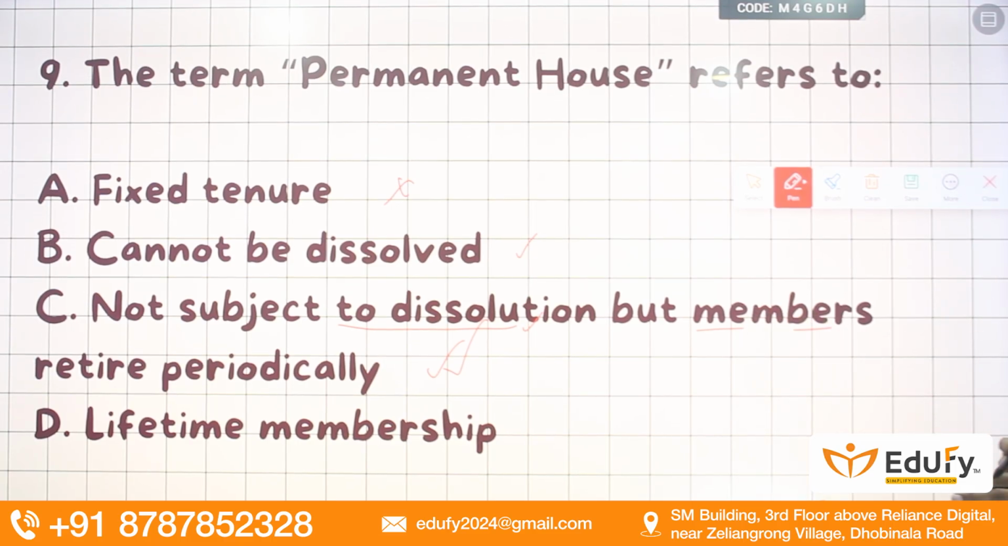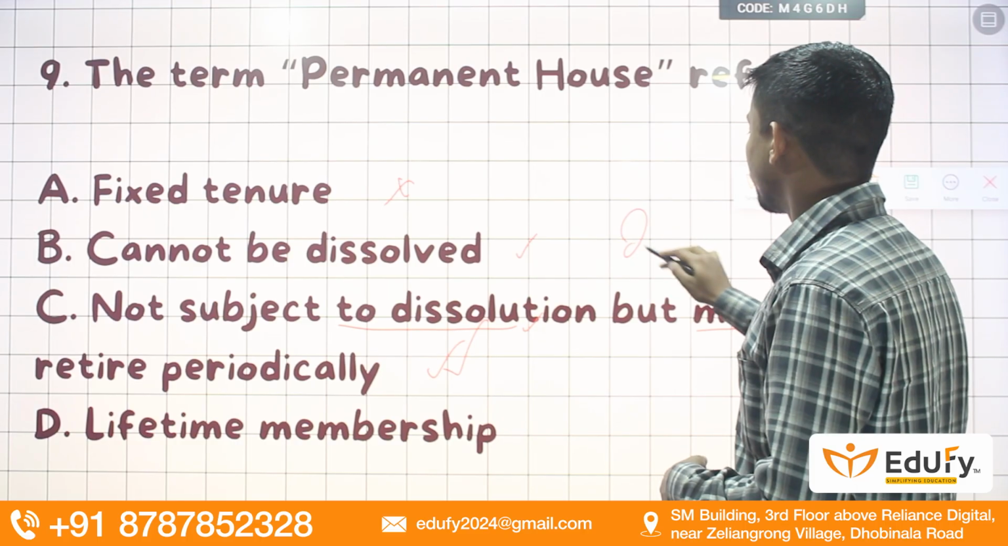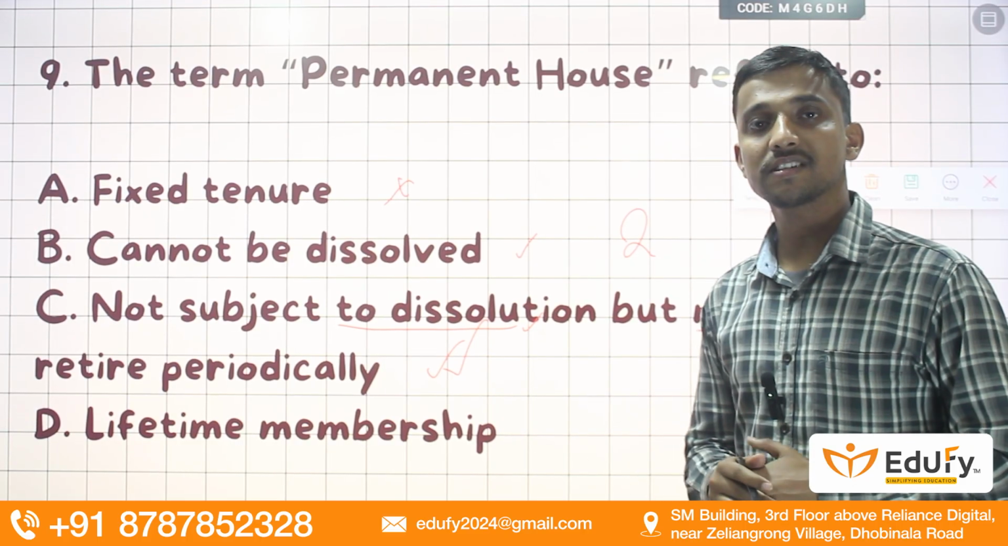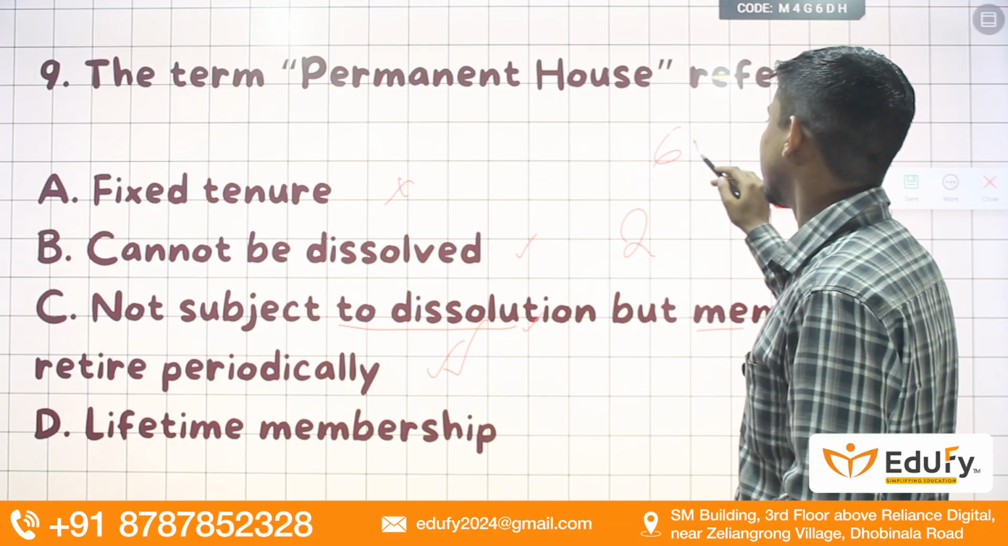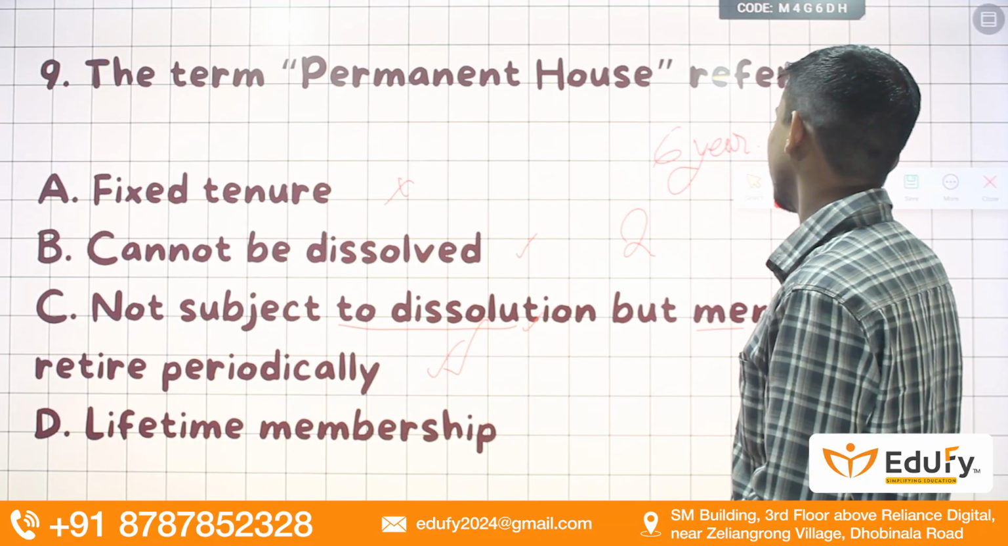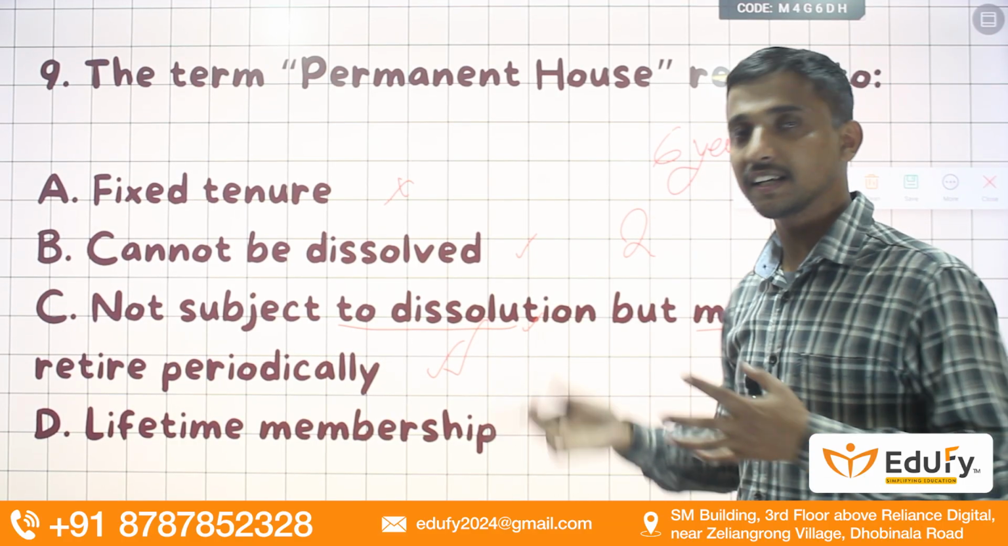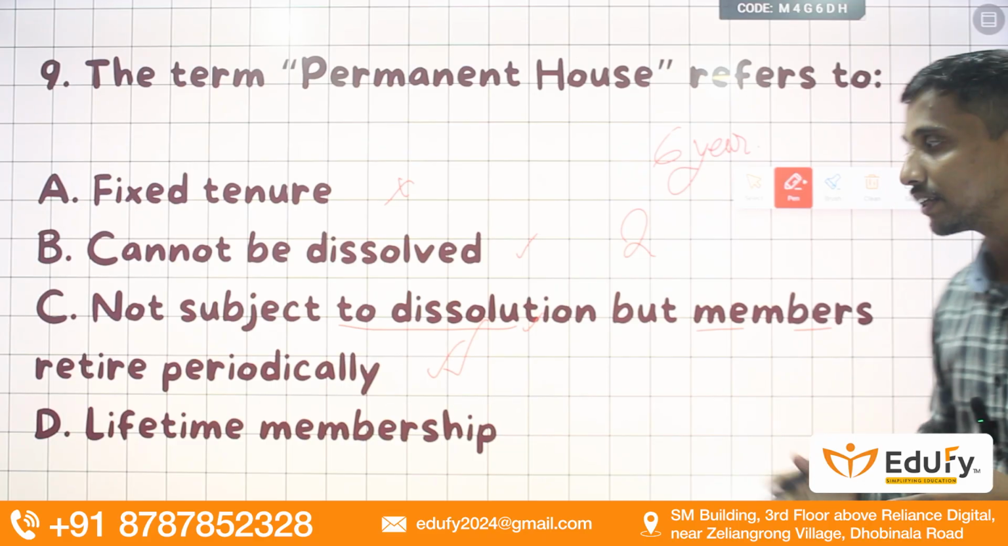However, the members retire periodically. So after every 2 years, 1/3 of the members are retiring. So we can say technically 6 years is the tenure. After every 6 years, a new fresh batch of members are actually coming.